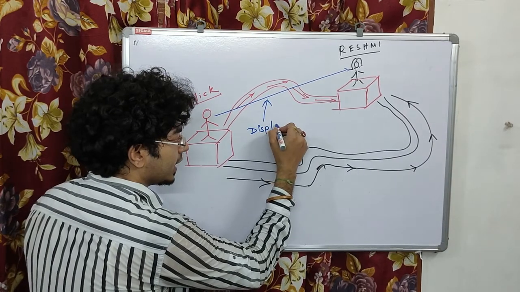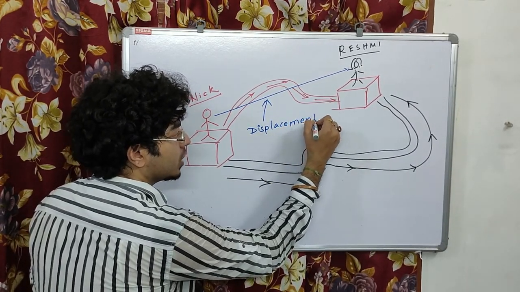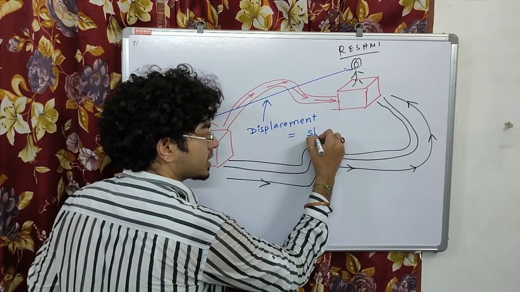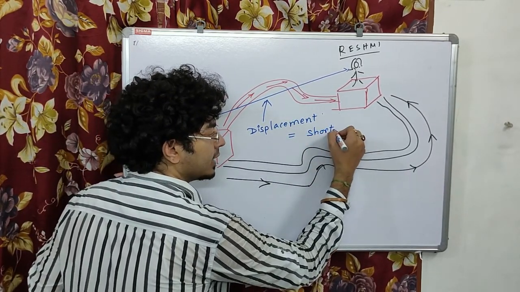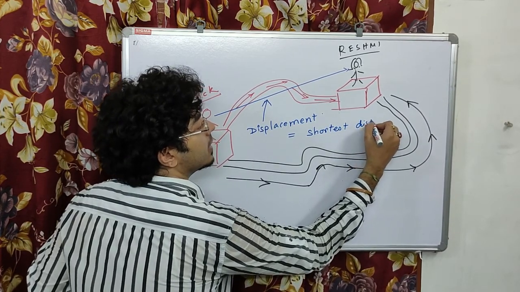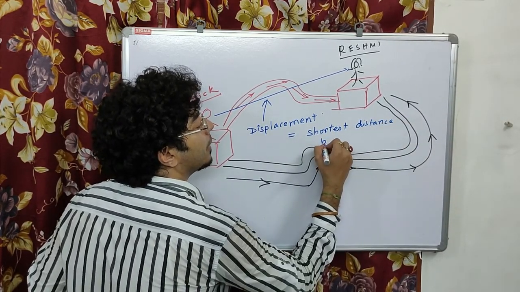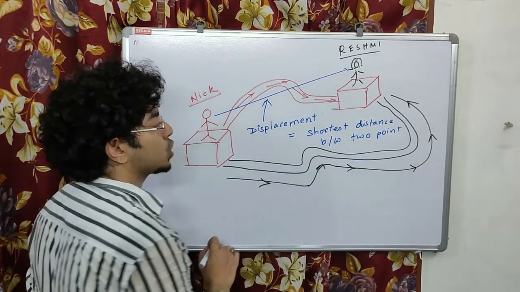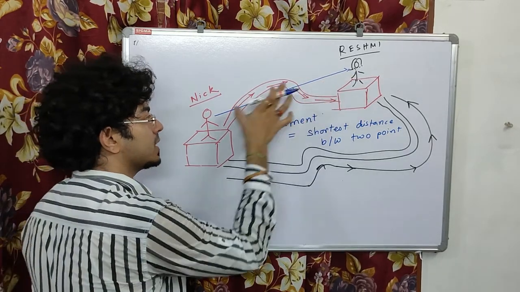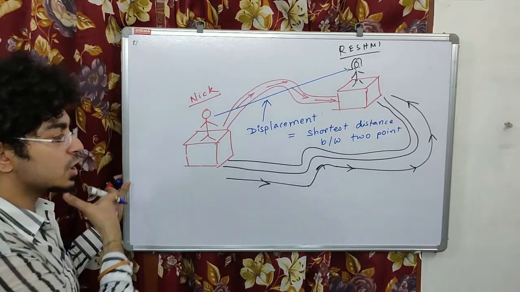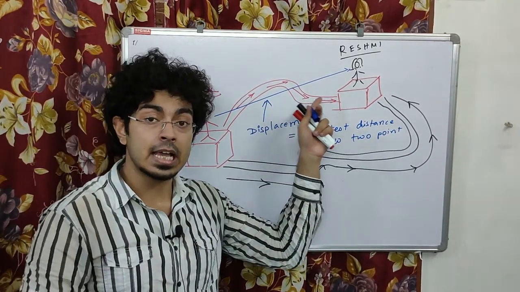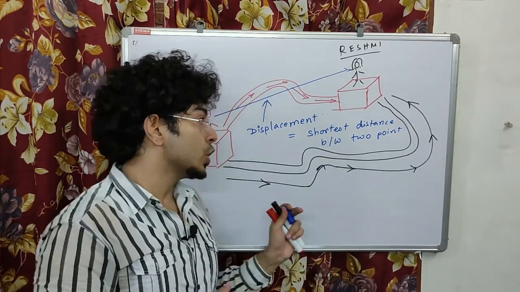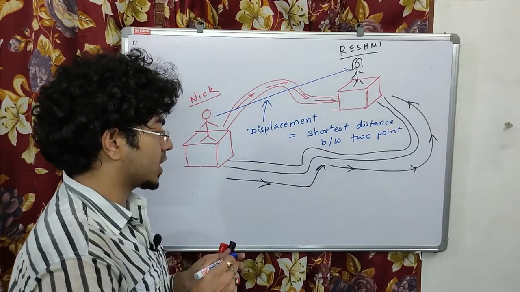So this blue color, shortest distance, represents displacement. Displacement is the change in position with the shortest distance. Displacement is the shortest distance between 2 points, that is, the shortest distance between Nick's house and Reshmi's house. This blue line is the displacement, and it also has a unique specific direction. So displacement also has direction.